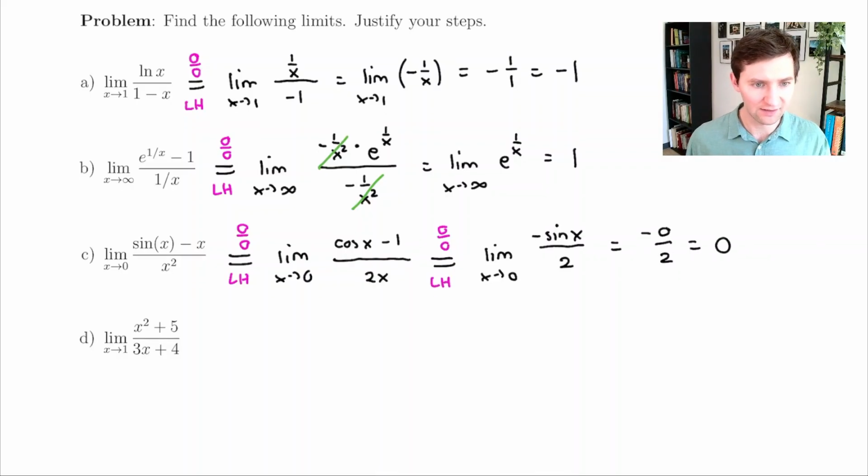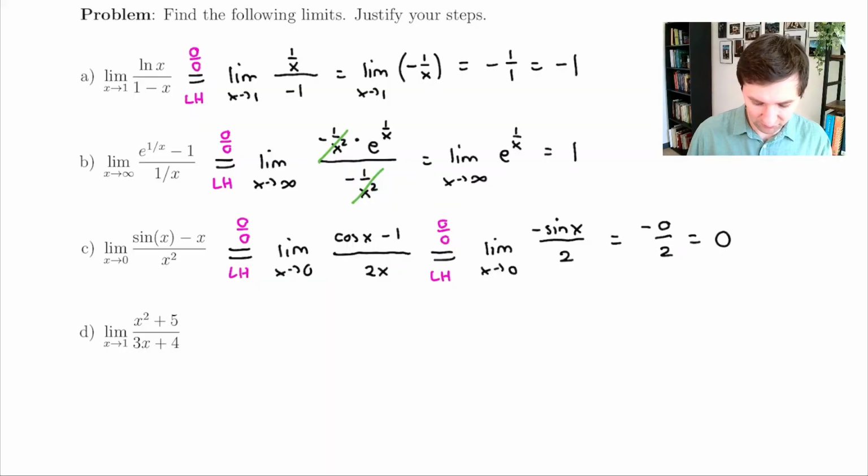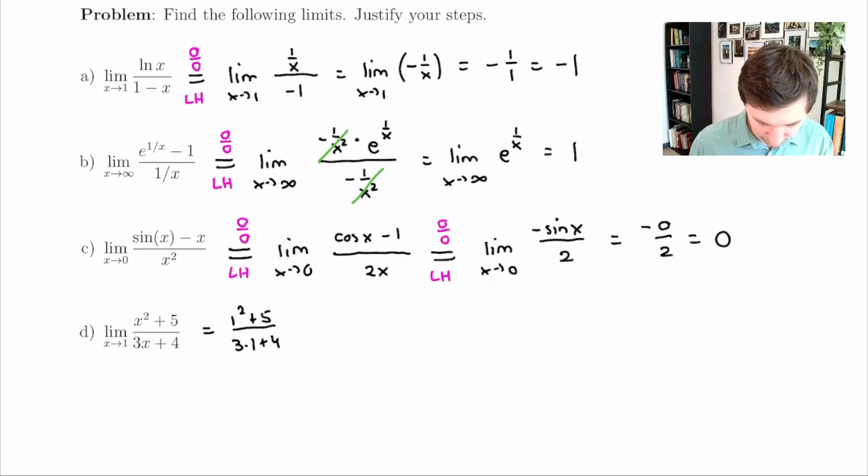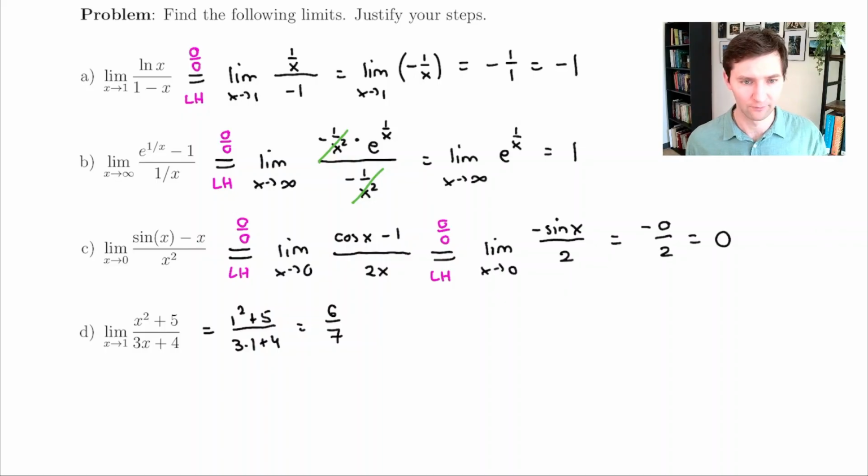In the last example, I have a limit as x goes to 1 of this expression. When I plug in 1, I get 1 squared plus 5 divided by 3 times 1 plus 4, which gives me 6 divided by 7. I did not apply L'Hopital's rule here because the limit was not of the form 0 divided by 0 or infinity divided by infinity. I could simply compute it by plugging the number in.